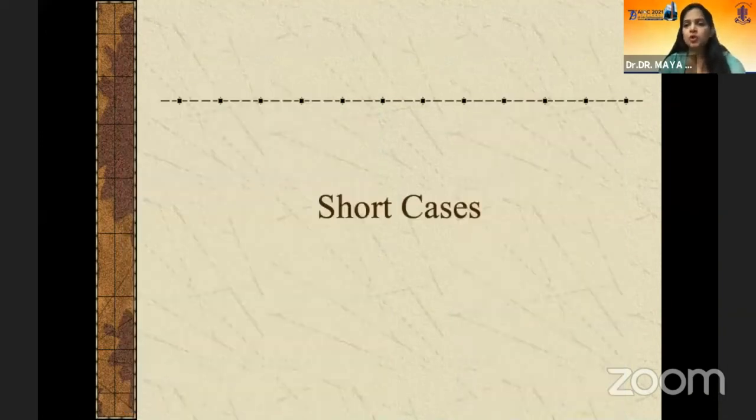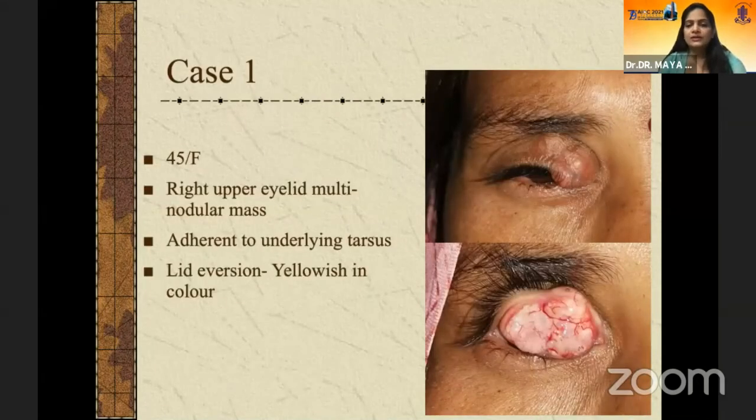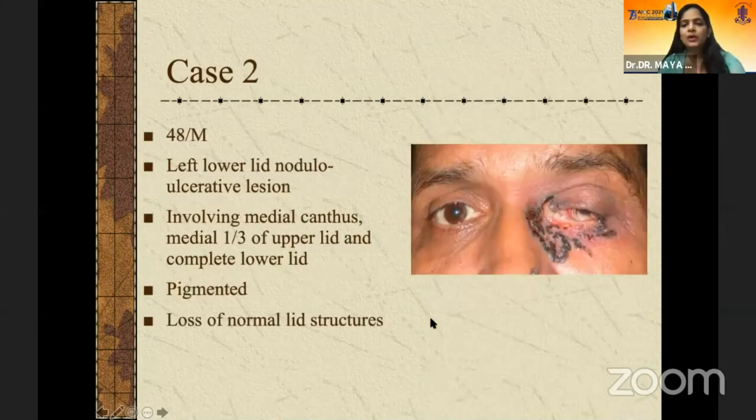So coming on to some short cases. This Dr. Feiruz has already discussed. I'll not go into the details. This is an upper lid sebaceous gland carcinoma, and this is a lower lid basal cell carcinoma, rodent ulcer.